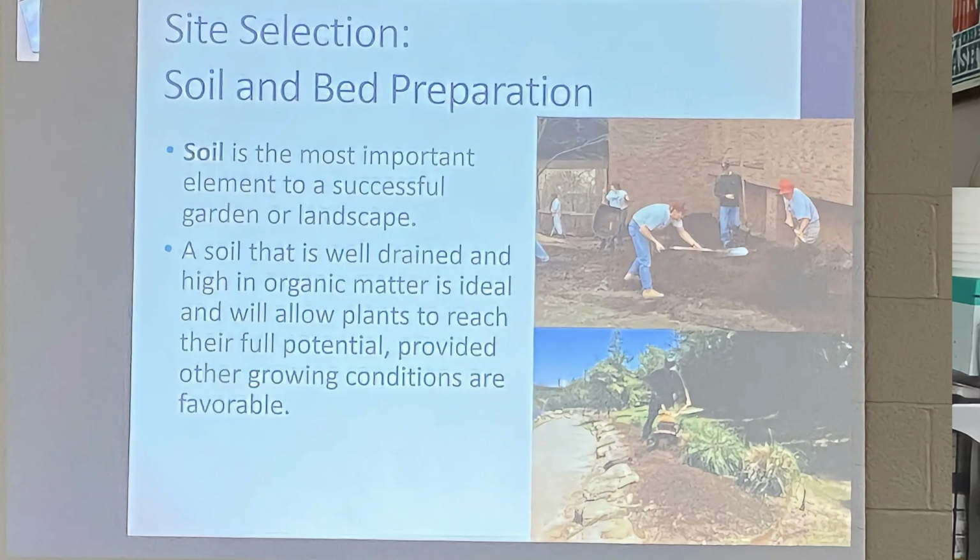Site selection, soil and bed preparation. Soil is the most important element to a successful garden or landscape. A soil that is well drained and high in organic matter is ideal and will allow plants to reach their full potential, provided other growing conditions are favorable.